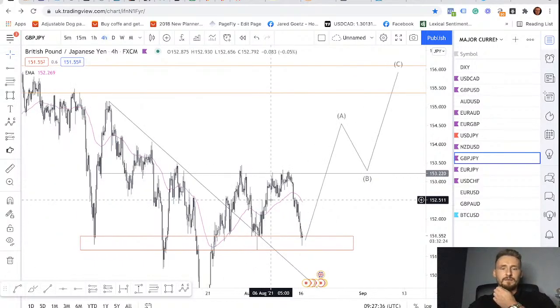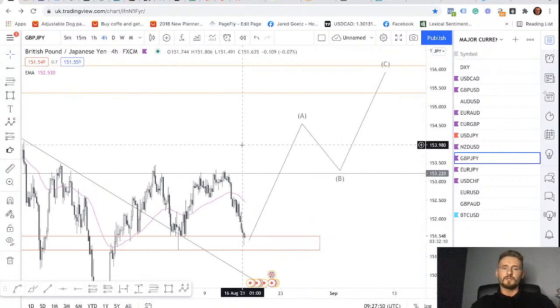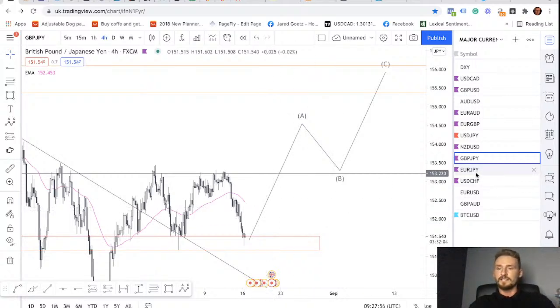I do think we will get buyers stepping back in the market. Pound's always been a strong pair to be trading in the past month. So I do think that we are going to see some bullish momentum. But again, make your own judgments, make your own analysis. This is just what I can see from my end.